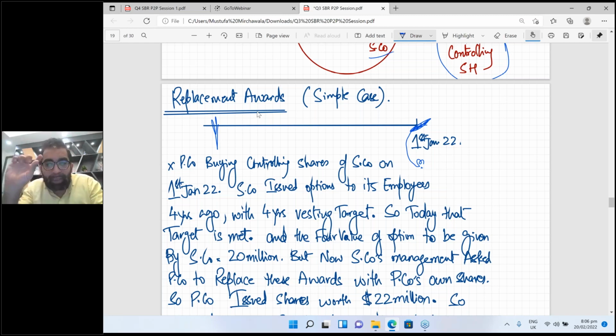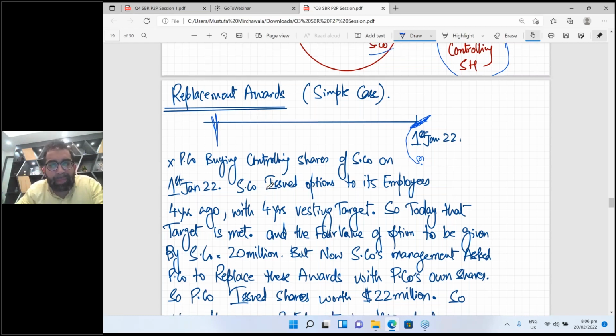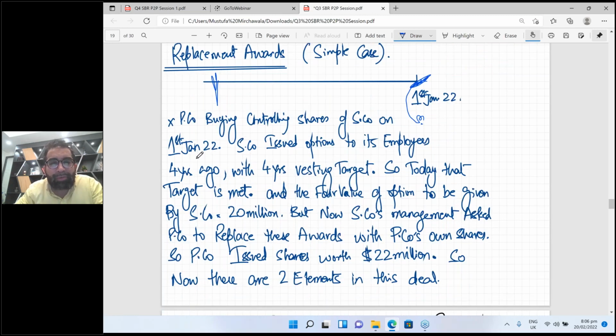Okay, now what is the twist in this story? For example, read this: P company is buying controlling shares of S company on 1st January 2022. S company issued options to its employees 4 years ago. This is the back end of the story. Please don't sleep. With a 4-year vesting target. So today that target is met and the fair value of the options to be given by S company is $20 million. Now S company had to give $20 million worth of shares to their own employees.